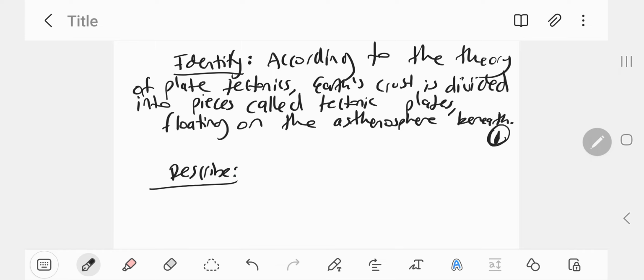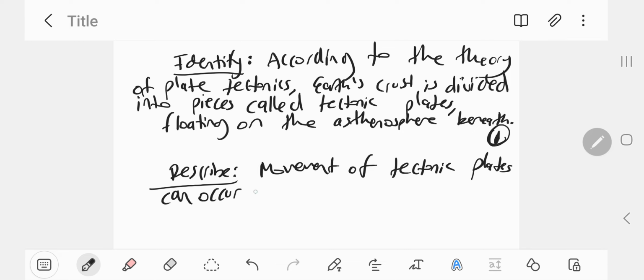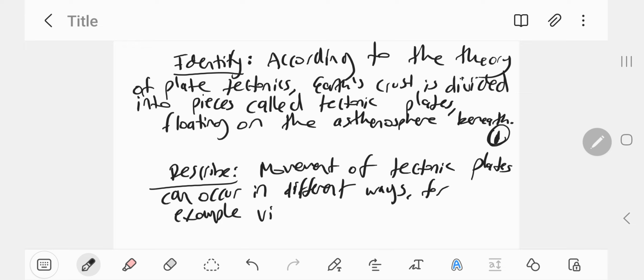Describe means to sketch out the general features of something. So if I was to say describe the chair, which is red, you'd say it's red, it's small, it's got 4 legs, and so on and so forth. So you can write movement of tectonic plates can occur in different ways. It's best to mention an example here because earthquakes are formed from different plate movements, different ways. For example, via convergence boundaries. So I'll draw a sketch here.